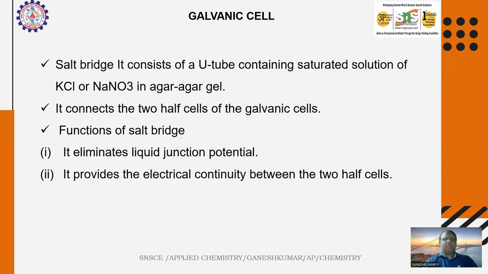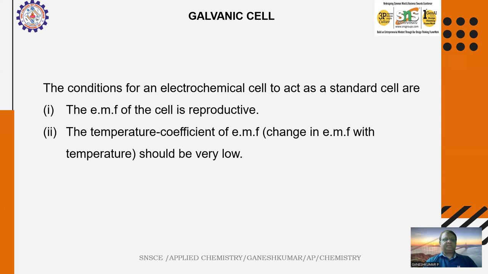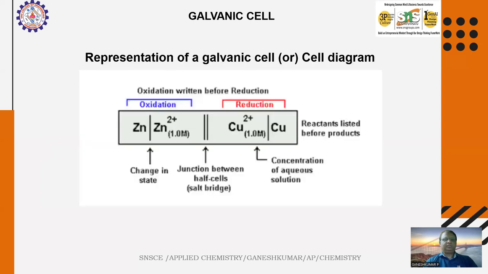The salt bridge is a U-tube containing a saturated solution of potassium chloride and sodium nitrate in an agar-agar gel. It connects the two half cells. Its function is to eliminate the liquid junction potential and to provide electrical continuity between the two half cells. The condition for an electrochemical cell to act as a standard cell is that the cell should reproduce the EMF, and the temperature coefficient should be very low.